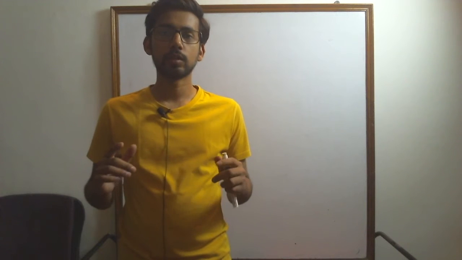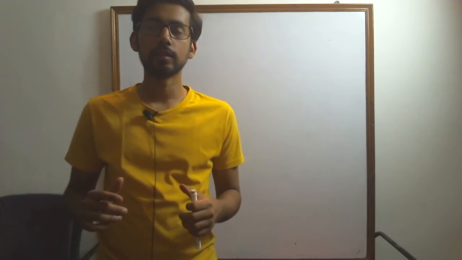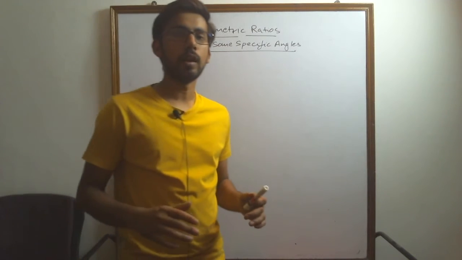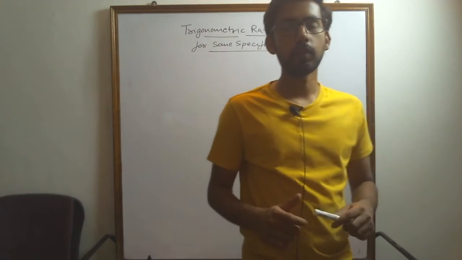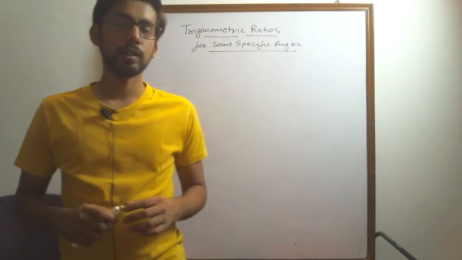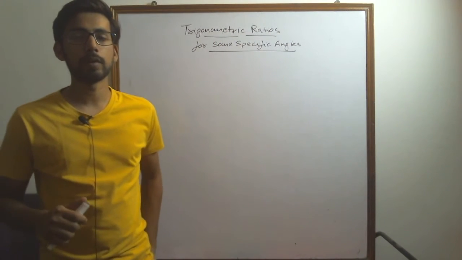My name is Maitray and in this video we'll be looking at the trigonometric ratios for some specific angles. So let's get started. The angles that we are looking at are 0 degree, 30 degree, 45 degree, 60 degree and 90 degree. The same angles in radians are 0, pi by 6, pi by 4, pi by 3 and pi by 2.